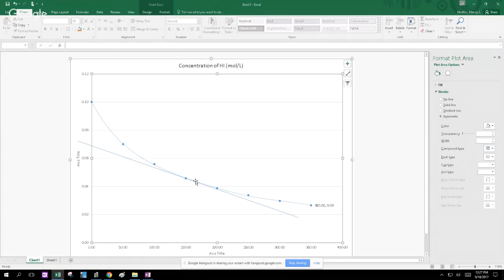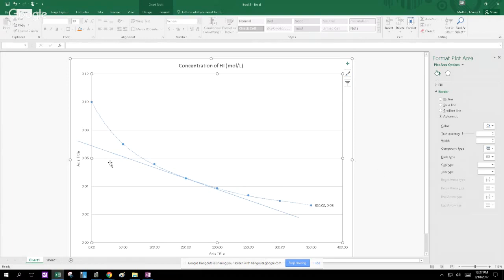But as you get pretty close to that point of tangency, the gap between your line and the curve should be fairly equidistant on both sides. Does that make sense? Now, I need to read that line to determine my instantaneous rate.